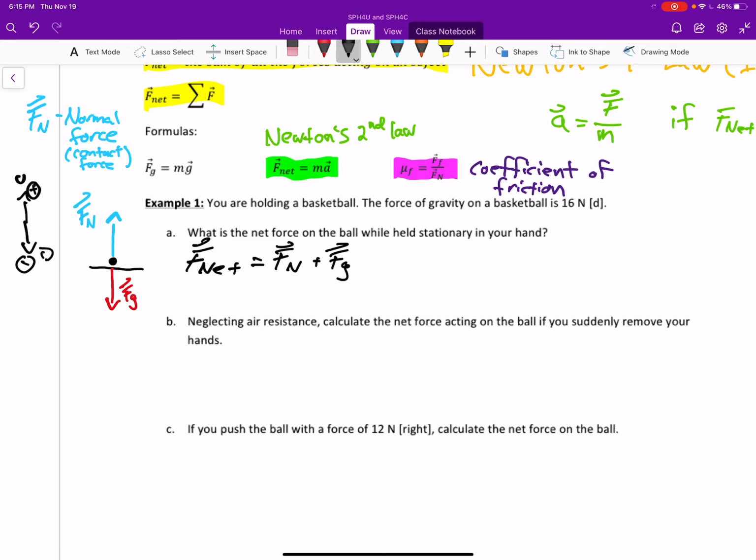So then our F net will end up becoming a subtraction, the normal force minus the force of gravity, because gravity is going down in our negative direction. Now, another thing that we can assume is that since it's stationary, what that tells us is that the net force is 0.